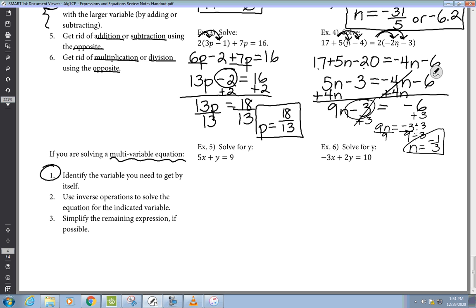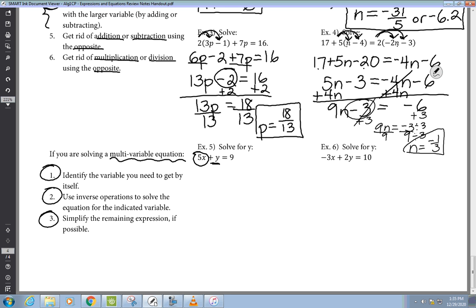So step 1, identify the variable you need to get by itself. Use the inverse operations to solve the equation, and then simplify the expression if you need to. So with example 5, you're just solving for y. So y is the variable you need to get by itself. There's nothing attached to y, that means there's nothing multiplying it.